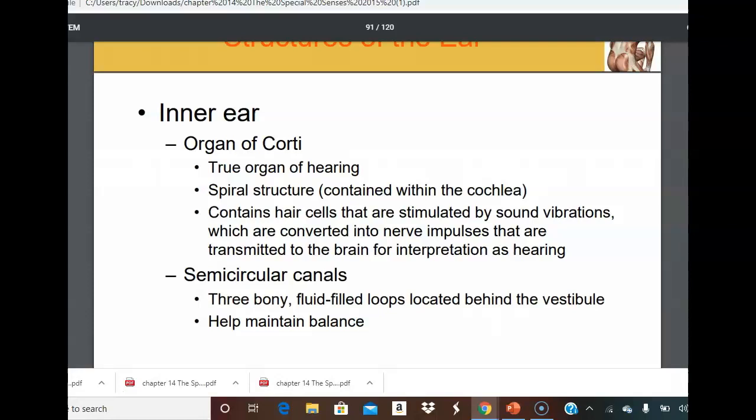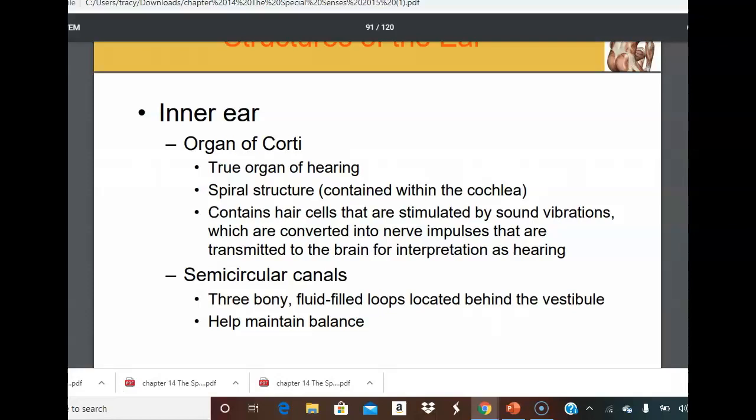Now the movement of that fluid and those small hairs actually transmits those nerve impulses into a nervous intervention that goes from the auditory nerve to the temporal lobe. Okay, so we have a movement of hearing from air conduction to bone conduction to what's called sensorineural conduction.